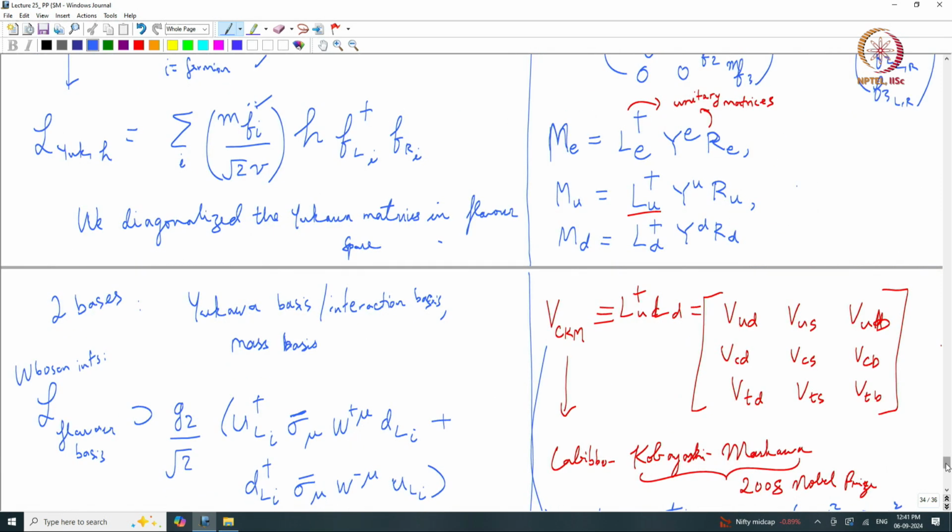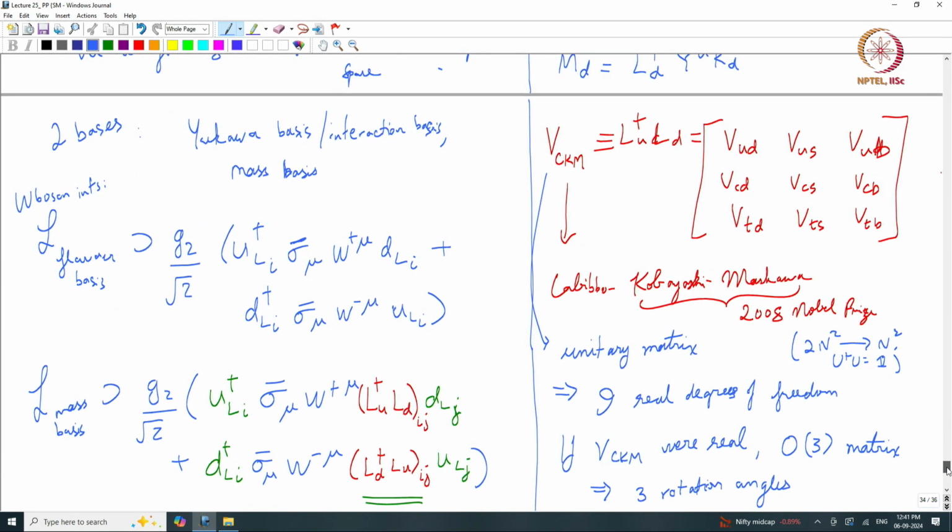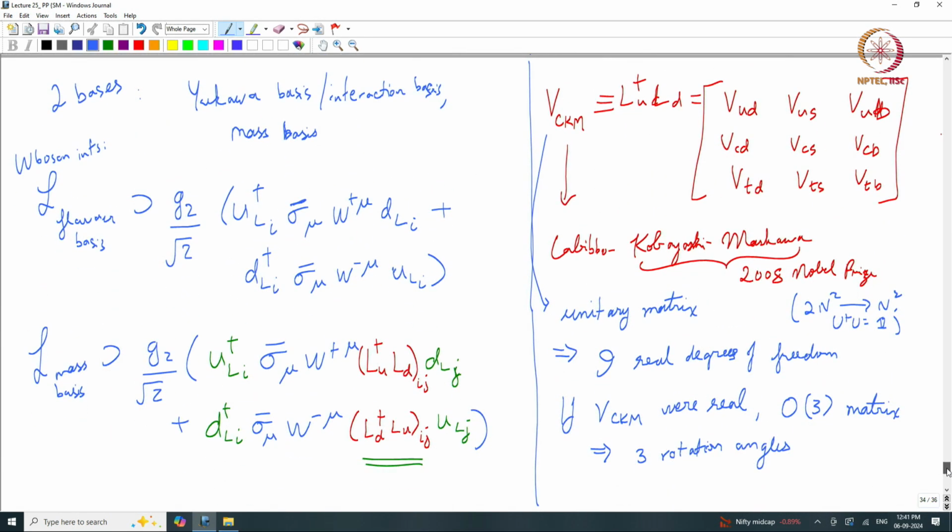Those happen to be unitary matrices, and the interesting consequence is that if you look at the W boson interactions, since the W bosons act only on left-handed fields, when I go from the flavor basis to the mass basis, I cannot help picking up this LU dagger LD combination. It is a literal observable, because you can actually produce particles in the flavor basis and detect them in the mass basis. So you will pick up this extra coupling.